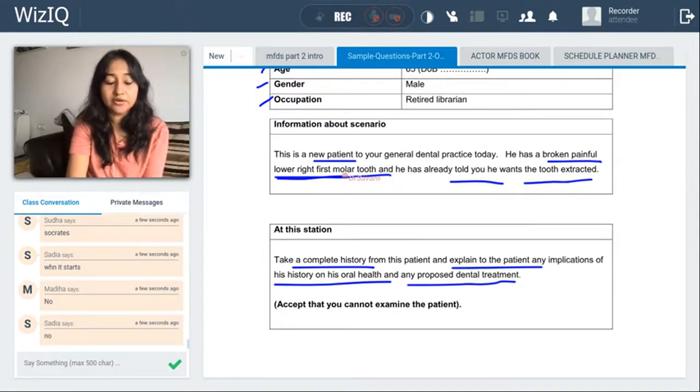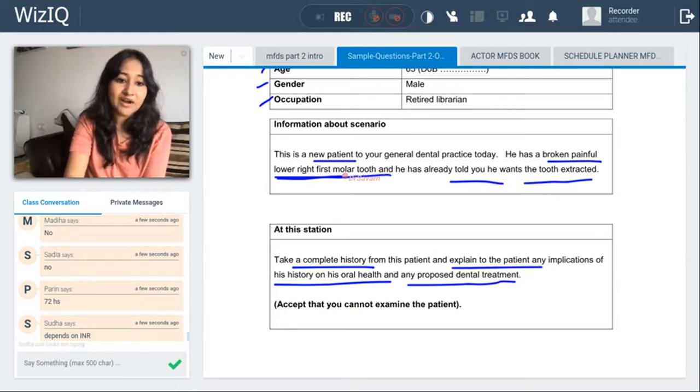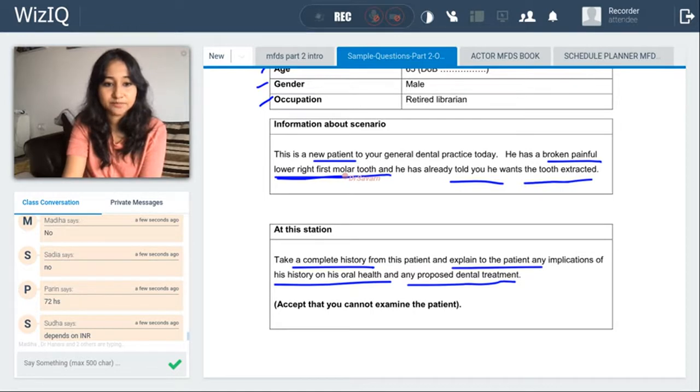If the patient is already taking warfarin, what are the questions you would want to ask the patient? After you get to know that the patient is taking warfarin, what questions would you want to ask?